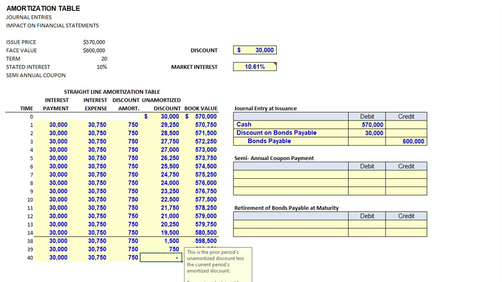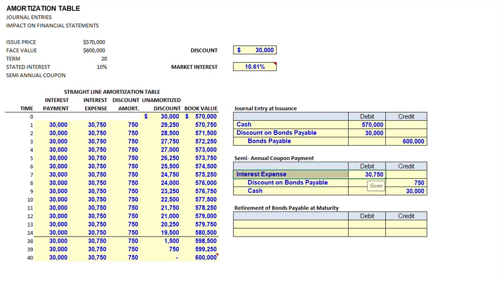Let's go ahead and take a look at the journal entries we make for our semi-annual coupon payments. Again, we're paying $30,000 in cash. That was the face value times the stated interest rate divided by 2 for a semi-annual coupon. The discount on our bonds payable will be credited $750 every period for 40 periods. And of course, 40 times 750 equals the total $30,000 discount. And our interest expense is the $30,000 cash payment plus the amortized discount on the bonds payable.